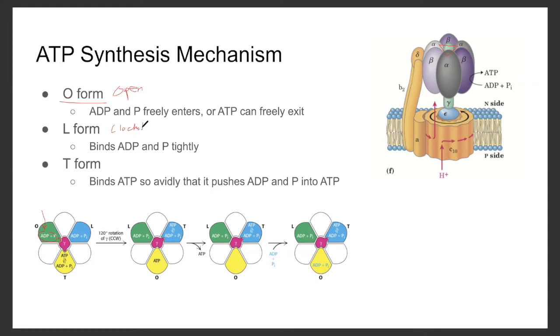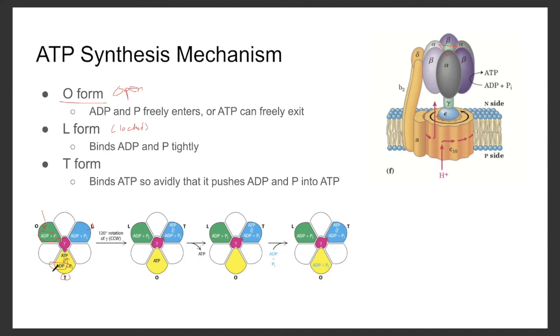In the locked form, it already has ADP and P, but it's locked, as in it cannot freely leave. So basically, once the ADP and P come in, they're kind of locked in place in there. The last face of the gamma subunit is what's called the T, or tight or tense. Essentially, it is believed that in this part the alpha subunit is so tight that it forces the ADP and P to come together and form ATP.